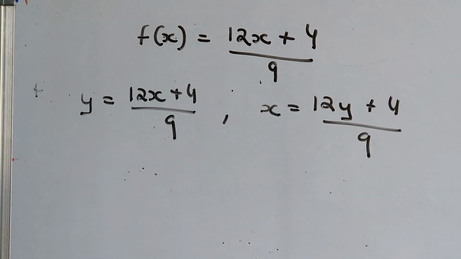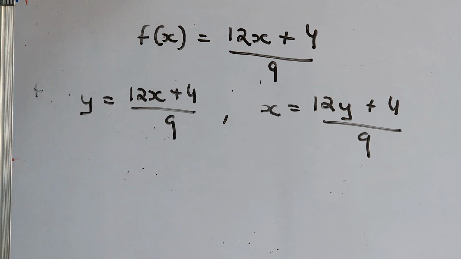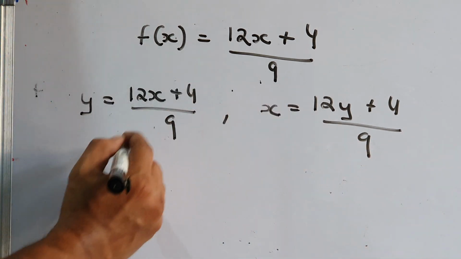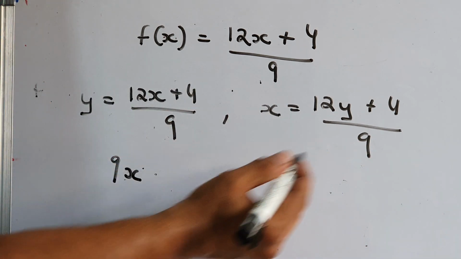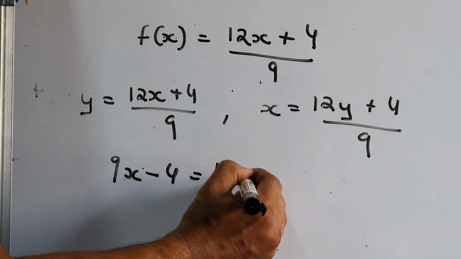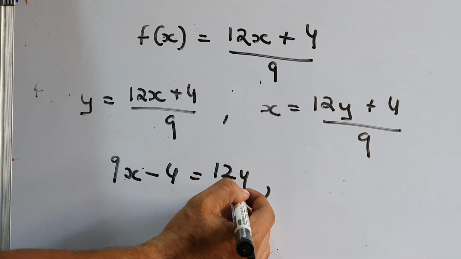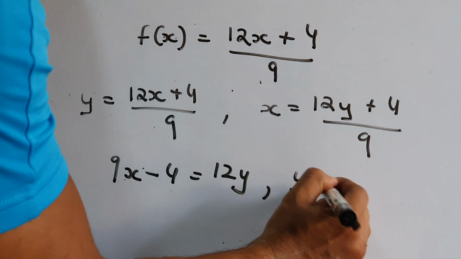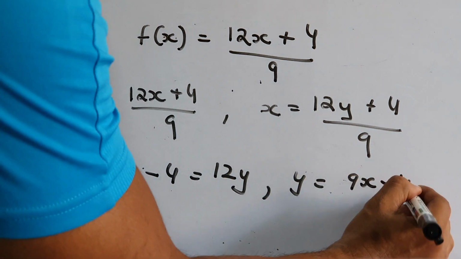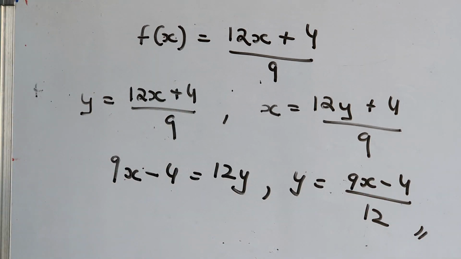Why do we do swapping? So that we can make y the subject and we get the inverse directly. So now 9 is divided here, it will come here. It will become 9x. Plus 4 comes this side, it becomes minus 4, is equal to 12y. And now I want to make y the subject, 12 will go that side. So y is equal to 9x minus 4 upon 12. This is my answer. So I hope, my dear students, you have understood how to find the inverse.